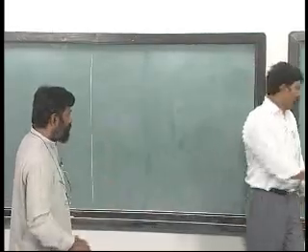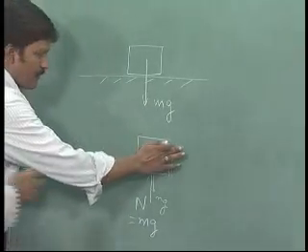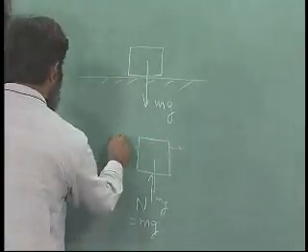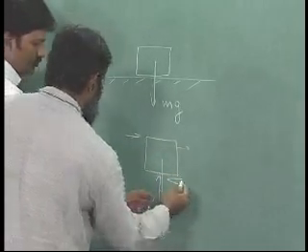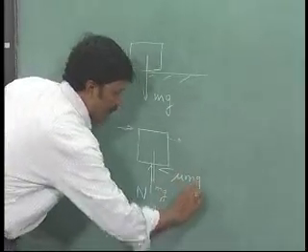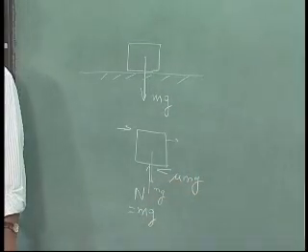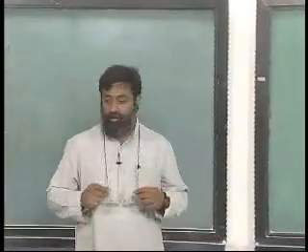Write it down. Suppose the body is moving in that direction. Supposing I am applying a force here, the frictional force will be opposite, related to this. Coefficient of friction into the weight of that. Mu mg. Very good. Okay. Thank you.